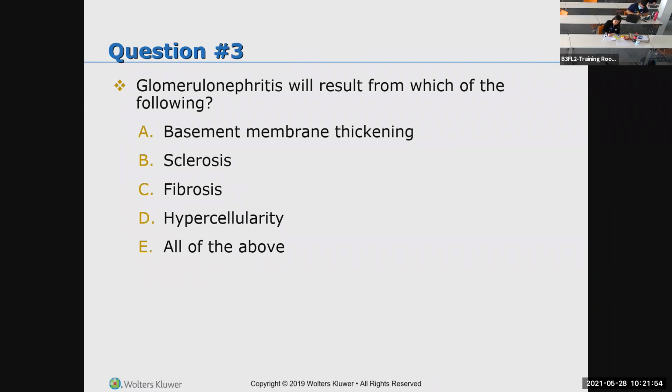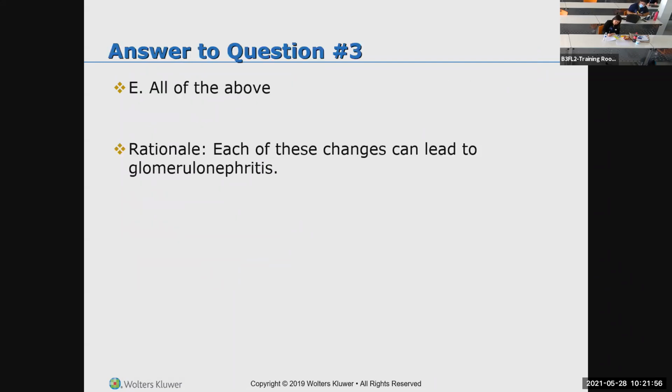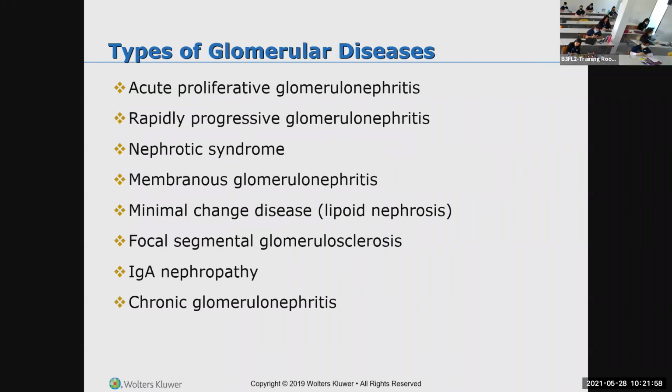Glomerulonephritis will result from which of the following? All of the above. There are different types of glomerular disease: acute proliferative, rapidly progressive.